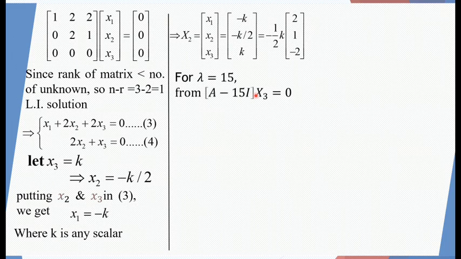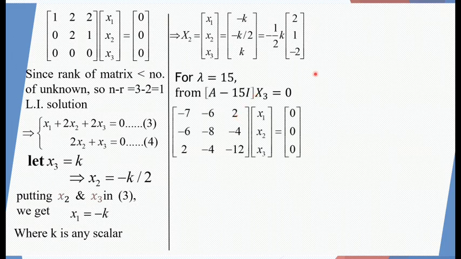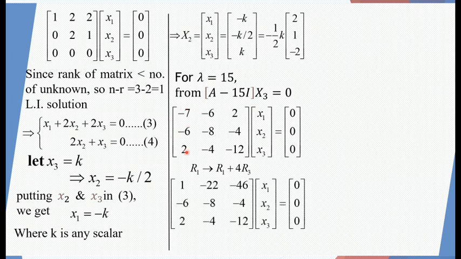For lambda equals to 15, from A minus 15I, capital X3 is equal to 0. So putting lambda equals to 15, this equation arises: minus 7, minus 6, 2, minus 6, minus 8, minus 4, 2, minus 4, minus 12, times x1, x2, x3 equals to 0, 0, 0. So simplifying it, first we write R1 as R1 plus 4 time of R3, so that we can convert it into the unit. So this will be minus 7 plus 8 is 1, minus 6 minus 16 is minus 22, 2 and minus 48 is minus 46. Rest matrix remains as it is.